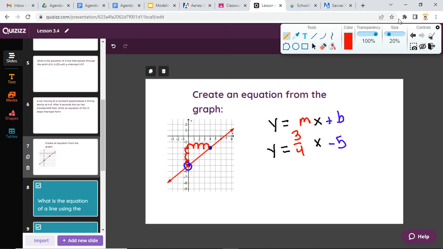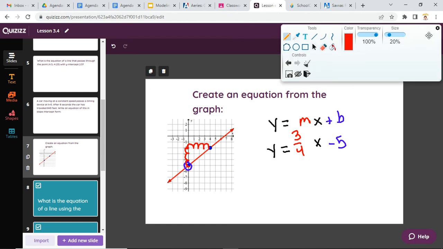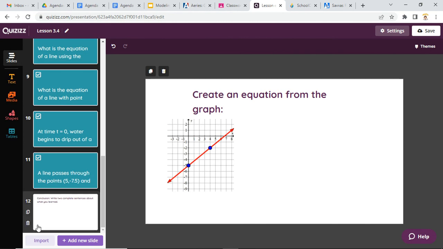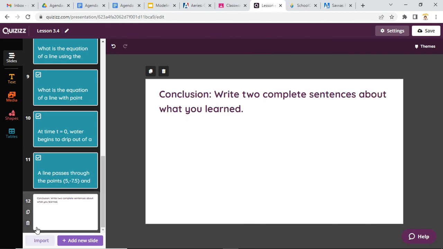Alrighty, everybody. At this point in time, I need you guys to create a conclusion using 2 complete sentences about what you learned today. As a reminder, what we talked about was finding a way to model a linear function using an equation. The equation we used was y is equal to mx plus b. So what's going to happen in these problems is you're either going to be given 2 points, or you might be given the y-intercept and 1 point, and then you'll have to solve using algebra for the piece you're missing.